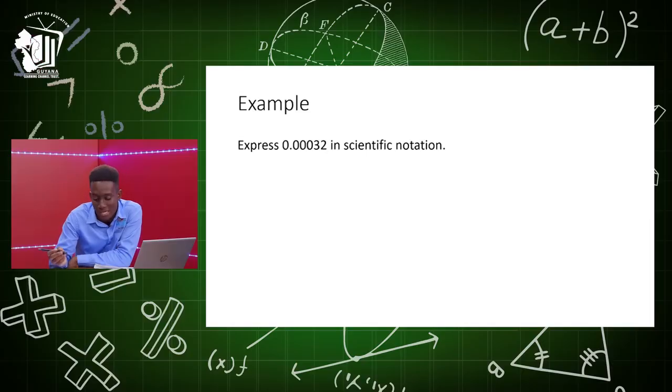So let's look at another example. So let's say we have to express 0.00032 in scientific notation. So we have 0.00032. And of course, we see this number is less than 1. So we know that our power will be negative. So we move this point and we put it between the first two non-zero digits, or the first two digits greater than 1 but less than 10. However you want to remember it, it's up to you.